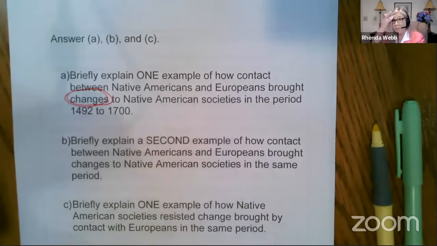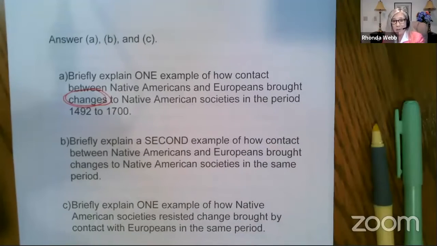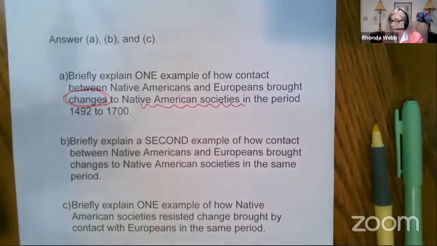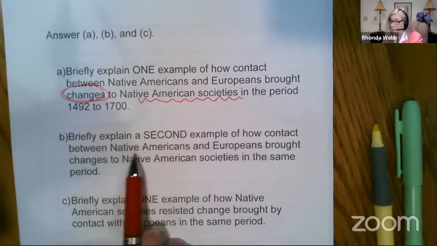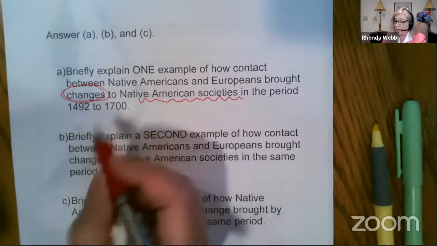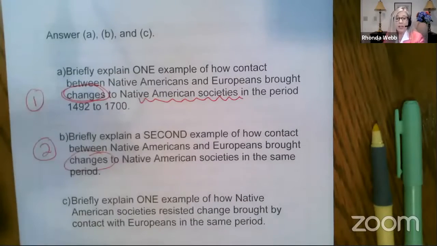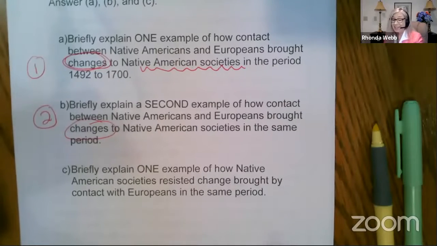So this is something important. You want to make sure. You could get confused here and talk about changes within Europe, but that's not what the question's asking. The question is asking, how did Native American society change? And then we've got briefly explain a second example of how contact between Native American and Europeans brought changes to the Native American society. So this is, again, you're basically going to be coming up with two different changes, and then give an example of how Native American societies resisted that change.